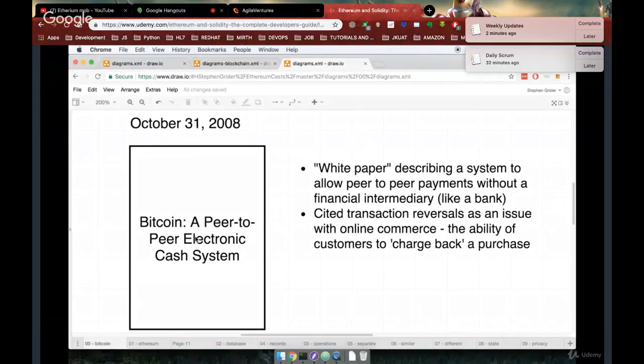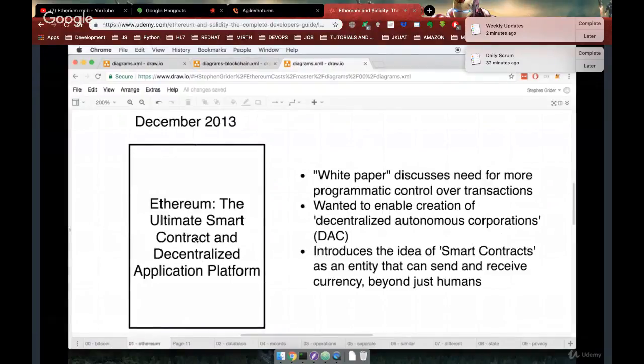Not long after its release, many people realized that they could use some of Bitcoin's original innovations to not only handle the transfer of currency, but other types of exchanges as well. So one person who felt very strongly about this was named Vitalik Buterin. Vitalik authored a white paper of his own. Again, a white paper is essentially an academic document.